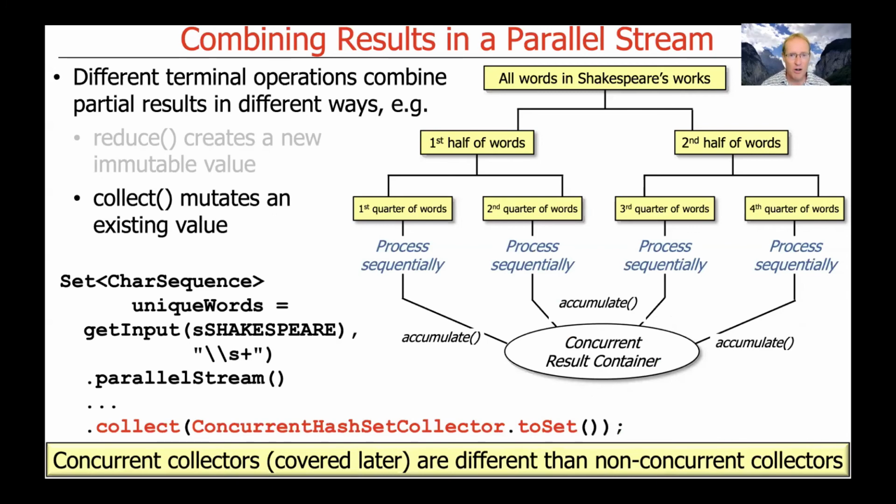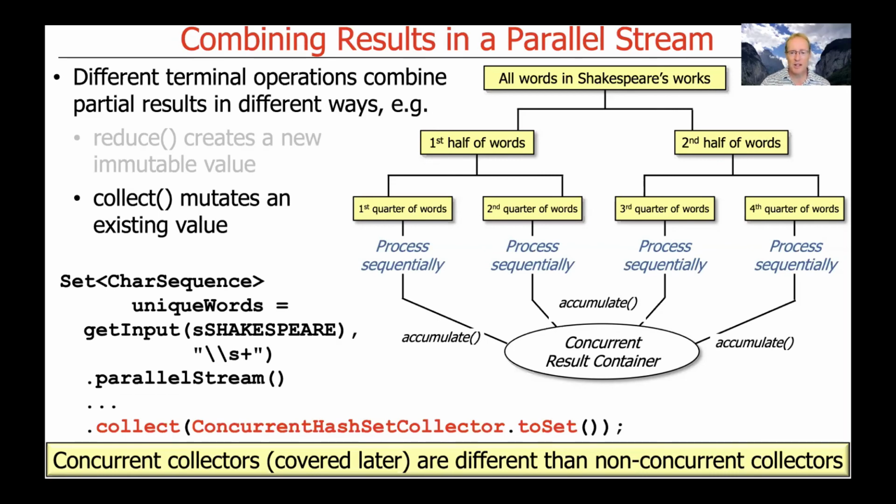Conversely, for concurrent collectors, as we'll talk about in just a minute, they have a single mutable result container. And this single mutable result container is actually accessed by all the different threads that are all running concurrently, or running in parallel. And as a result, it's necessary for the accumulator operation on the mutable result container in a concurrent collector to have synchronization, because otherwise you'd have chaos and insanity break out if you had multiple threads simultaneously trying to update the concurrent result container.